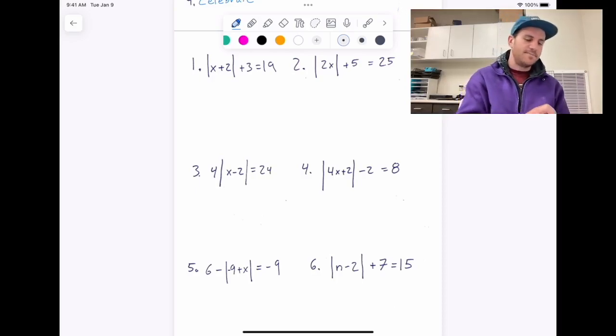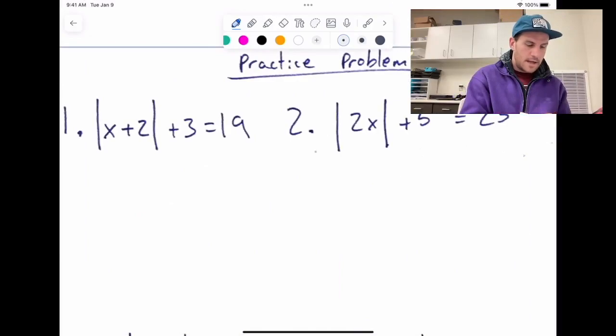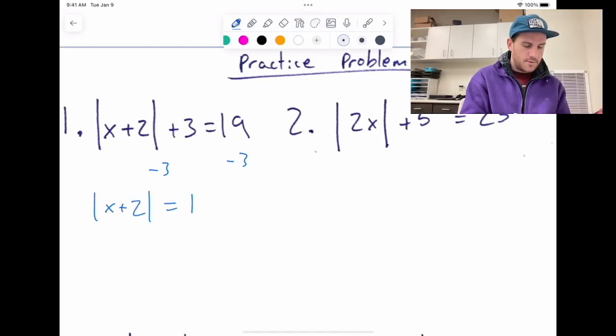Okay, let's see how you did. All right, this first one, number 1, I would be subtracting 3 from both sides. Get the absolute value of x plus 2 is equal to 16.